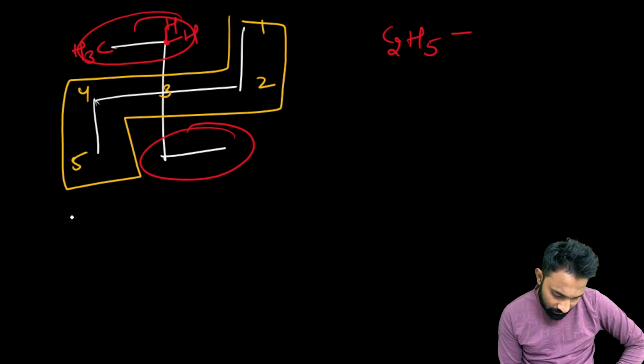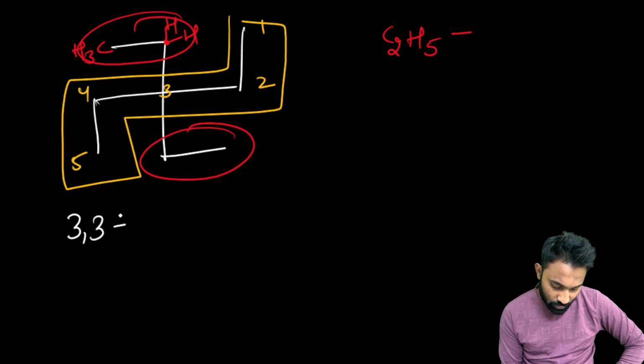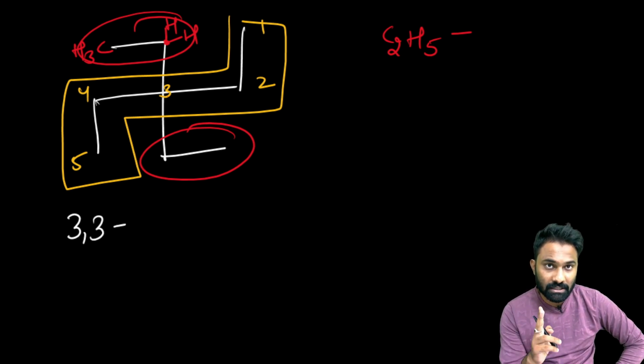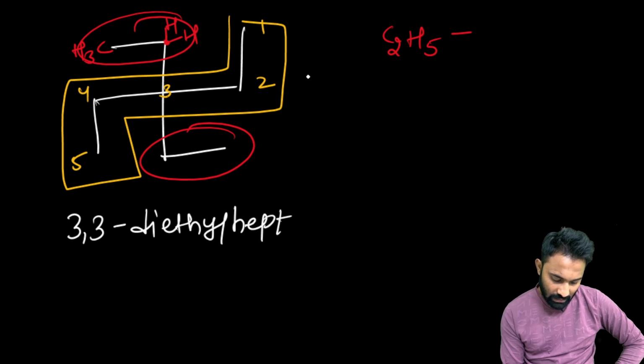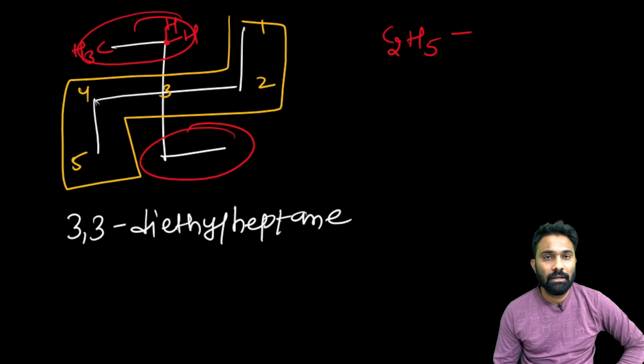So how to do the naming? 3, 3, 2 substituents we are having, so we have to represent it as diethyl. How many carbons are there in the parent carbon chain? Hept, and all are single bonds. So 3,3-diethylheptane.